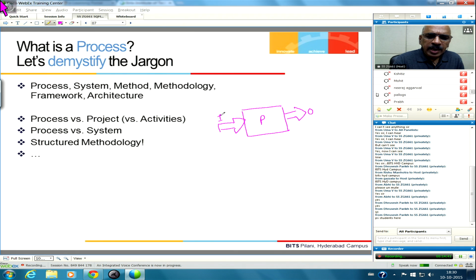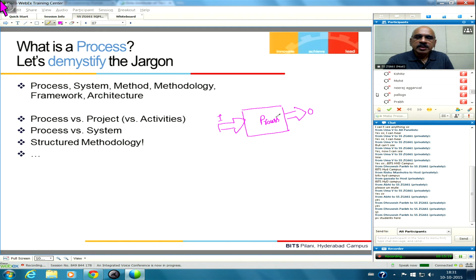Okay, so at the highest level, when you are looking at the 30,000 feet level, you can encapsulate the whole thing as a black box called a process. It takes certain inputs. Inputs could be raw materials, technology, or information. Anything could be inputs. It could be virtual inputs like information, or raw materials, or anything.